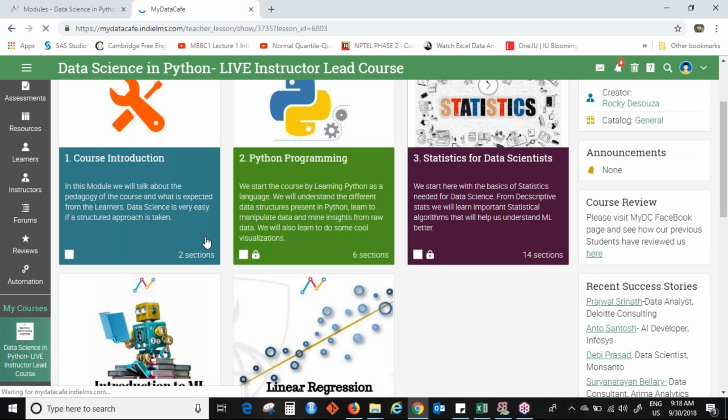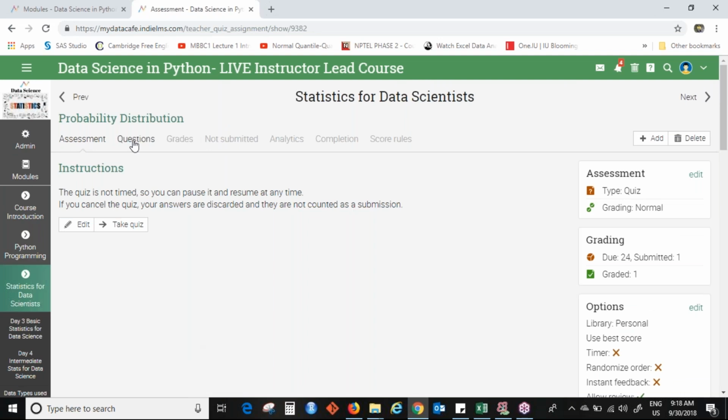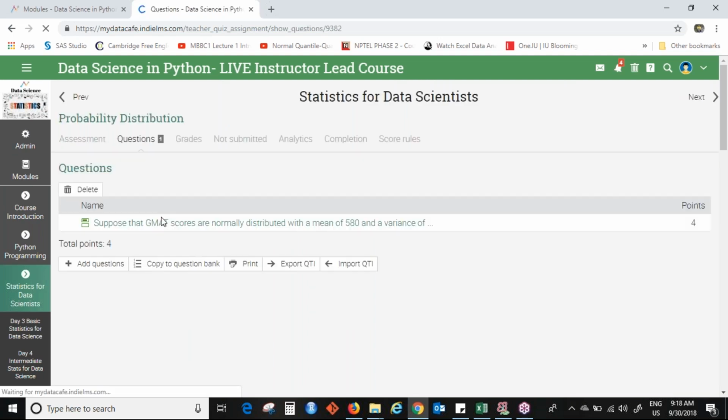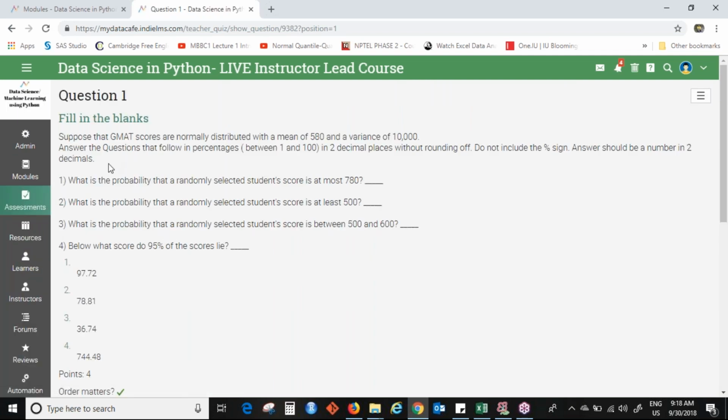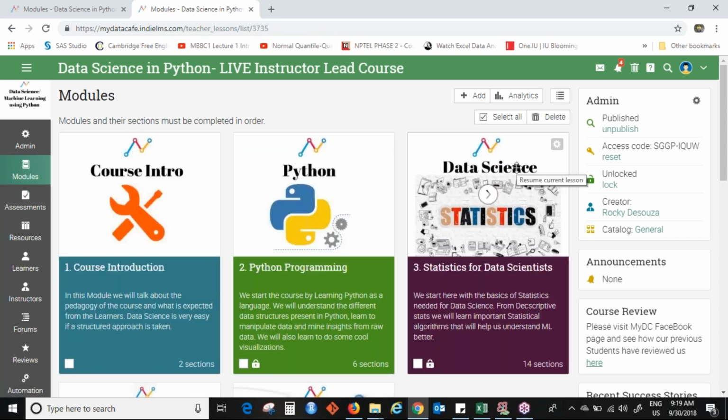Okay, so for example, if you are talking from the quizzes, if you see the questions in this quiz, here I have clearly mentioned that it follows a normal distribution. Suppose the GMAT scores are normally distributed. That means it follows a normal distribution. So in this case, you will be using the norm.cdf function. Okay, is that clear now, Arpita?